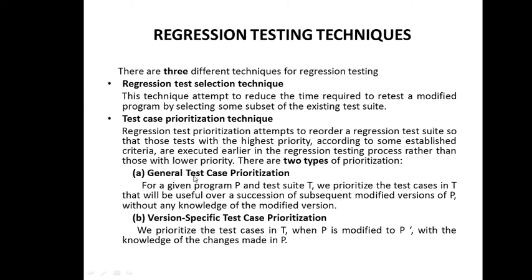Now, there are two types of prioritization: general test case prioritization and version specific test case prioritization. General test case prioritization is where we identify those test cases which will be executed on P and P dash without any knowledge of the modified version. They are general in nature. While version specific means we will be selecting those test cases which are according to the modifications made in P, that is P dash. Accordingly, we are going to check or select those test cases, right? So this is what the test case prioritization technique is.